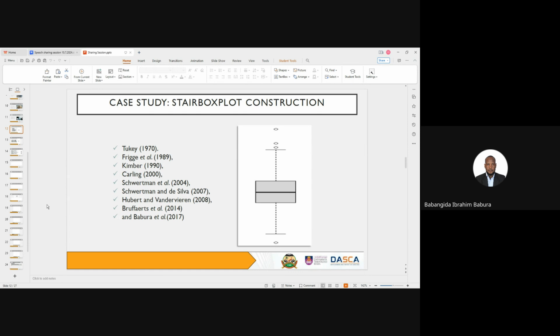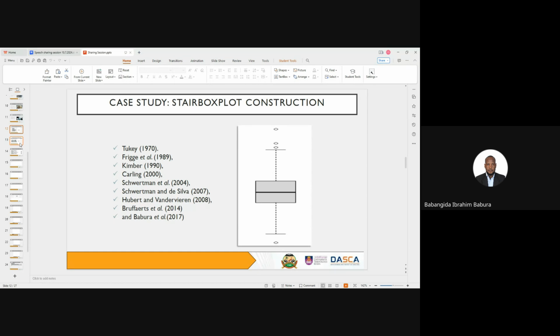Apologies, please. So our case study is to look at how we can develop a visual analytic tool. And we have a case study here, the stairbox plot construction. And you must have some inspiration. First, being a curious person, where can I start from? So you must have a certain plot that should inspire you.